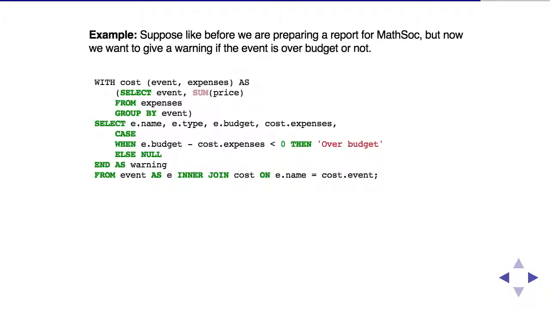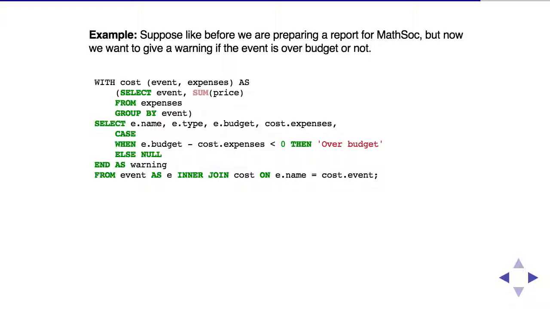Suppose we're doing a report for Matasak, but now we want to give a warning when the event is over budget. So we do something like this, where with cost, we named the subquery cost and gave it the name events and expenses. The reason is that it makes it a lot easier to use, and we are using that as a select event, sum of price from expenses. We group everything by event and find expenses for each event.